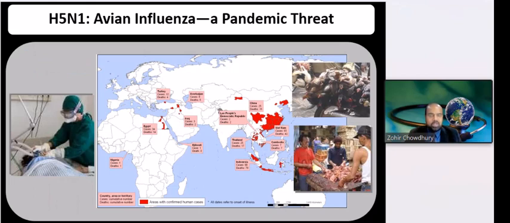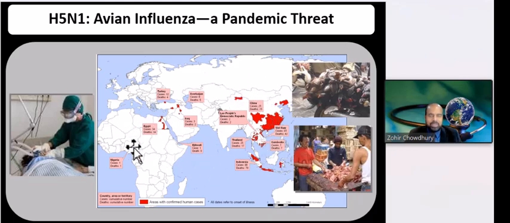Avian influenza, also known as bird flu, is an infection caused by avian influenza viruses. This has emerged as the primary public health concern of the 21st century. The first outbreak of human infection by avian influenza virus, or H5N1, was observed in 1997 in Hong Kong. Since then, a large number of outbreaks have been reported in different parts of the world.